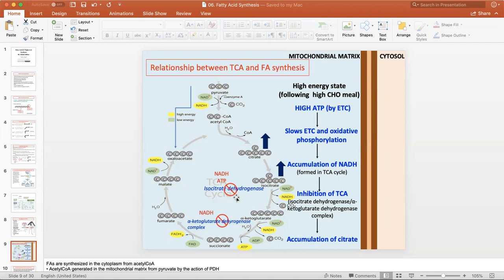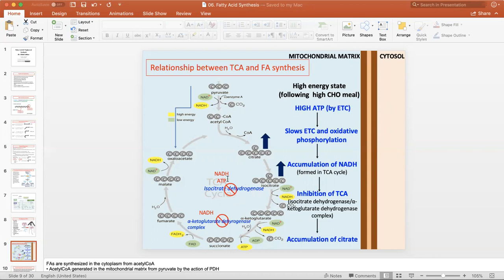Now, just think that we have a lot of energy inside the cell. We have a lot of ATP. We don't need this much ATP. So we don't need the TCA cycle to be continuously running, because we don't have to make the NADH, which is the precursor for the electron transport chain. So we need to shut down the TCA cycle. So how do we shut this down? We shut down two major enzymes here.